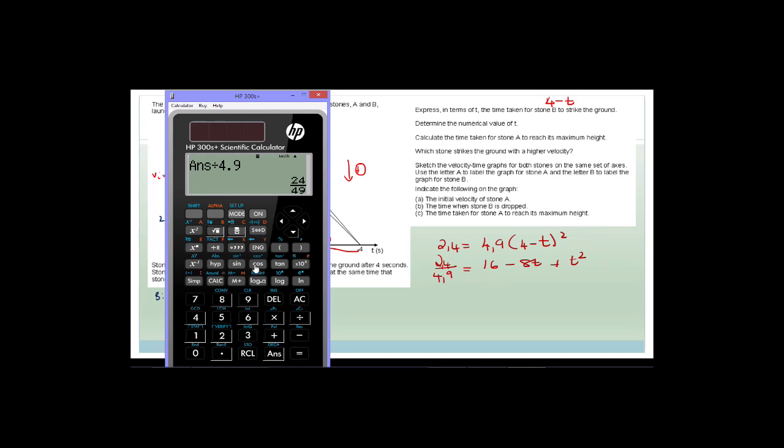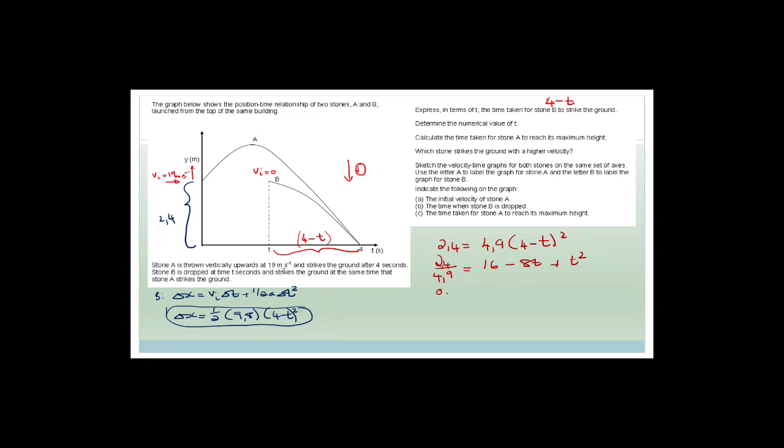4.9 equals 0.49. So we've got 0.49 is equal to 16 minus 8t plus t squared. So do you agree we can say that we've got t squared minus 8t minus 15.51.